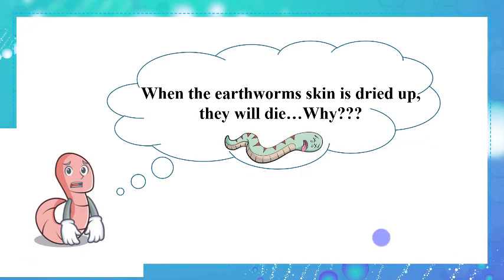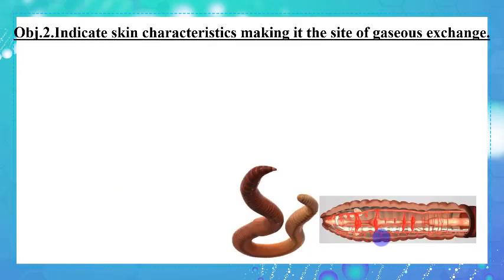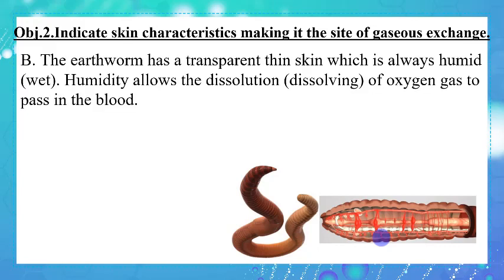But when the earthworm's skin is dried up, they will die. Why do you think this is happening? Let's figure it out. Now we are going to talk about objective 2, indicate skin characteristics, making it the site of gaseous exchange. Let's read this paragraph first.